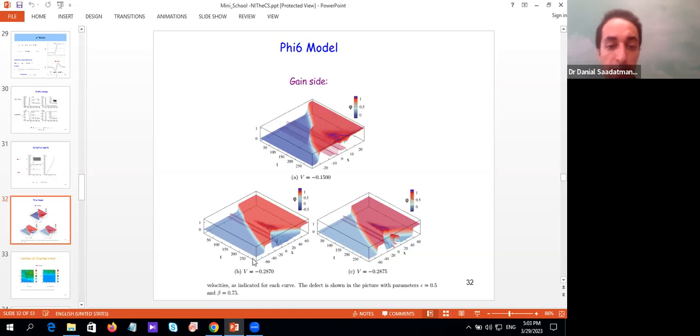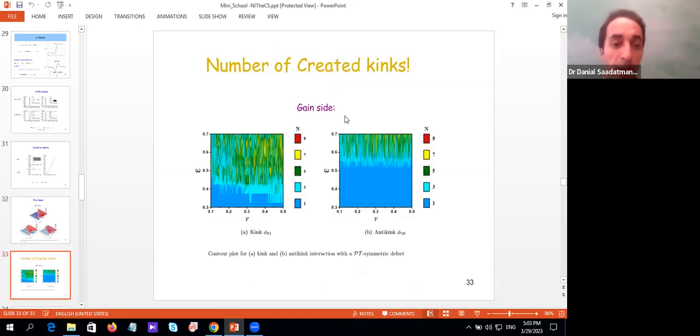As you see in figure B, we have 3 kinks after the interaction. But in figure C, the number of kinks can even increase up to 5. You see in figure C, we have 5 kinks after interaction, which shows that when the kinks come from the gain side, after the interaction, the number of solitons and anti-solitons increases, which is a very interesting topic in this study.